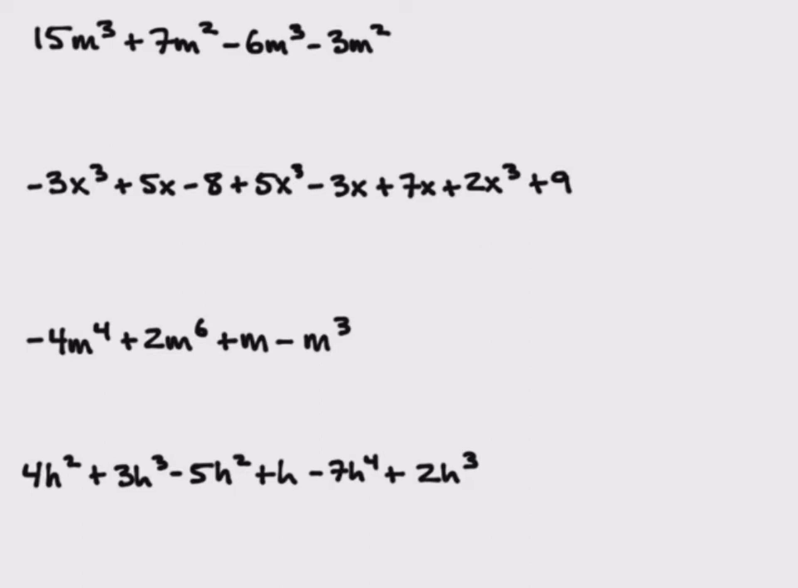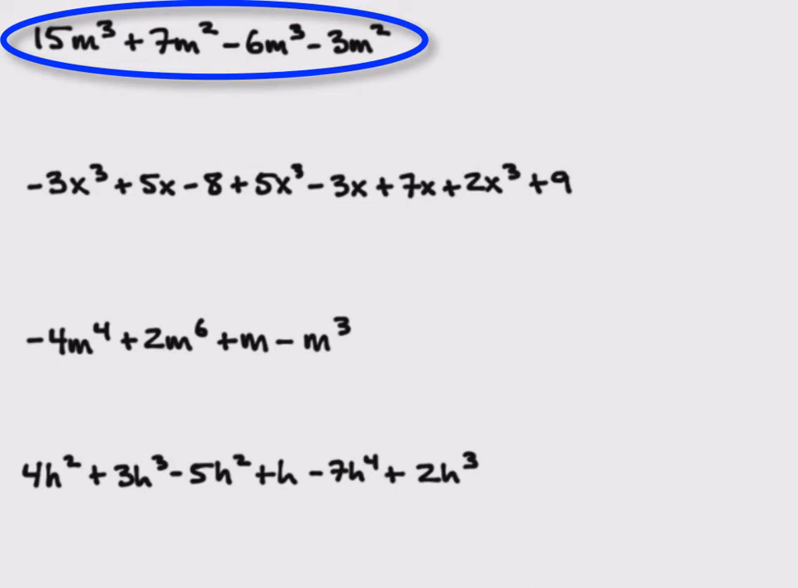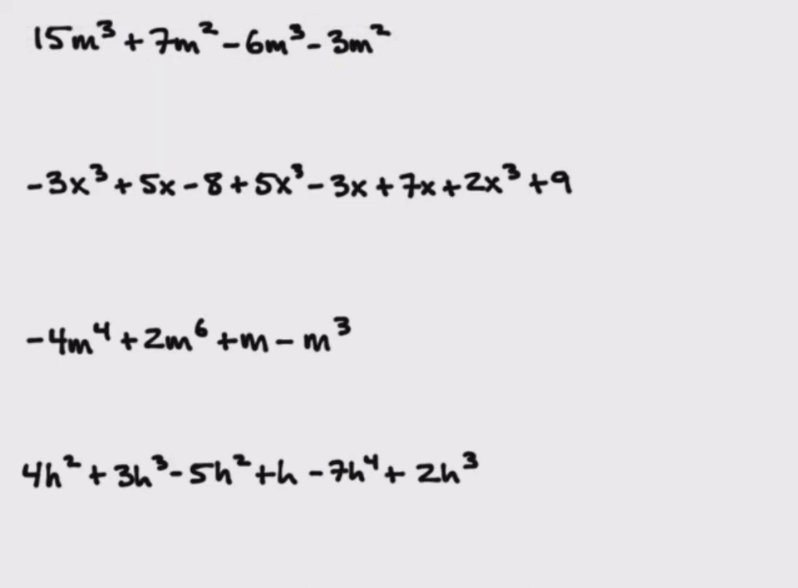So for example, in this first polynomial, I see that we've got some like terms. And what I like to do is draw a line or a bridge between our like terms. So for instance, we have a 15m to the third and a negative 6m to the third. And if we were to sum those together, we would get 9m to the third.